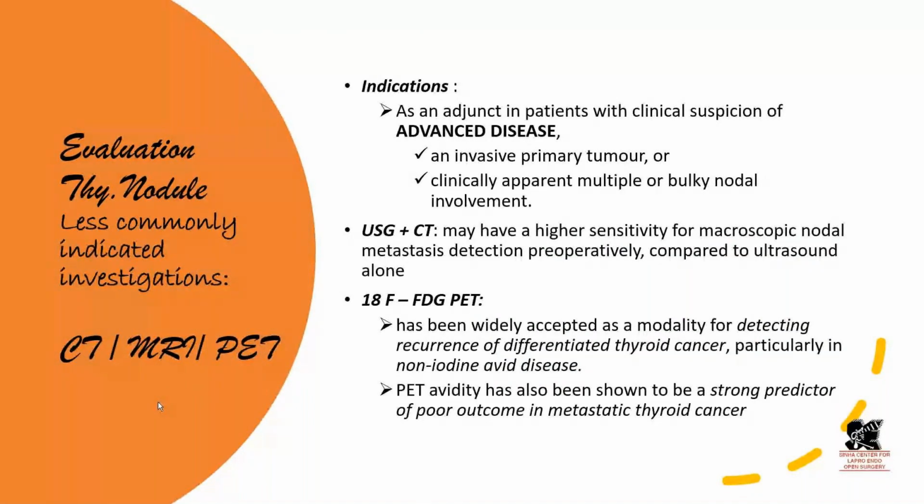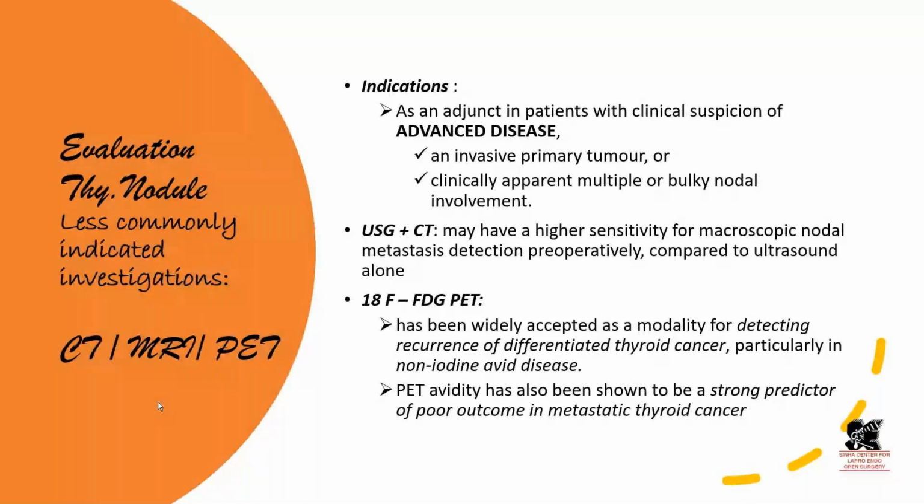And what's the indication? Why do we say less commonly? Because the indication is a clinical suspicion of advanced disease. In an early disease, they have got absolutely no role to play. You don't require a CT, you don't require an MRI, you don't require a PET scan. It's only advanced disease which requires it. And advanced disease basically means what? One, it could be invasive primary tumor, or number two, clinically apparent multiple or bulky nodal involvement. So, your large lymph nodes, your invasive primary tumor, that is the time when you should start looking at these investigations.